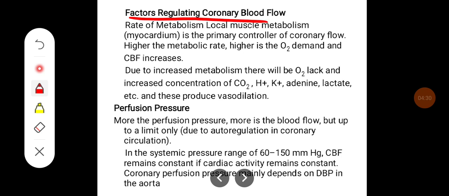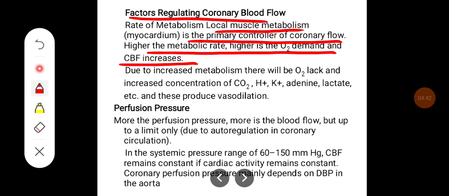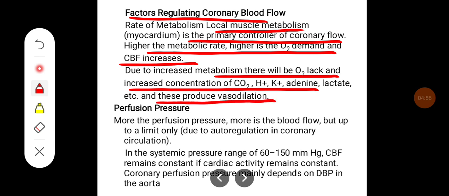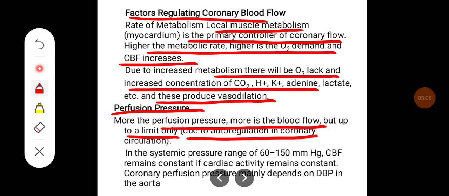The factors regulating coronary blood flow: the rate of metabolism, that is local muscle metabolism, is the primary control of coronary blood flow. The higher the metabolic rate, the higher the oxygen demand and coronary blood flow increases. Due to the increased metabolism, there will be oxygen lack and increased concentration of carbon dioxide, H plus ions, potassium, adenosine and lactate, and these produce profound vasodilatation. Perfusion pressure: the more the perfusion pressure, the more the blood flow, but up to a limit only.